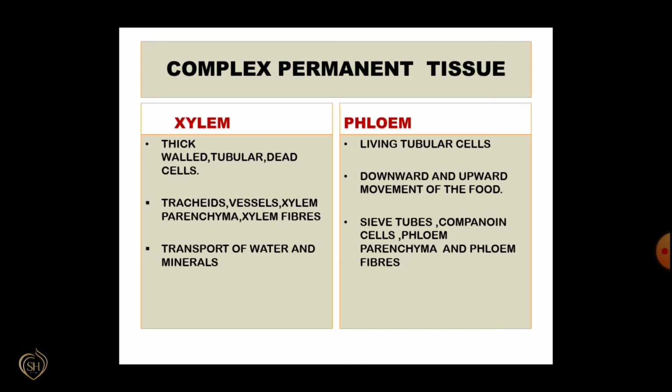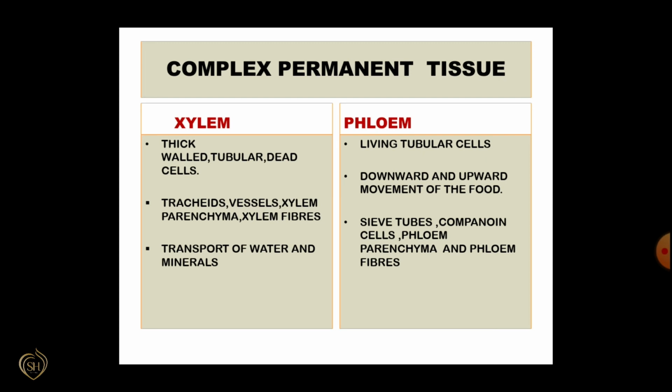Let us discuss complex permanent tissues. They are xylem and phloem. Xylem is thick-walled tubular dead cells. These are placed end to end like drain pipes. The partitions between the cells dissolve to form long pipelines for the transport of water and minerals.